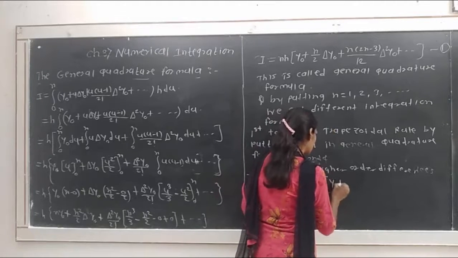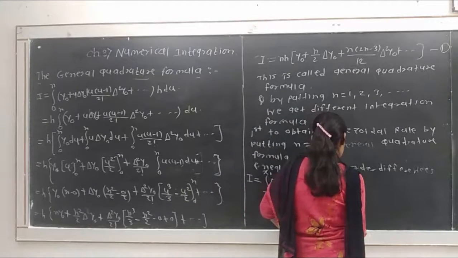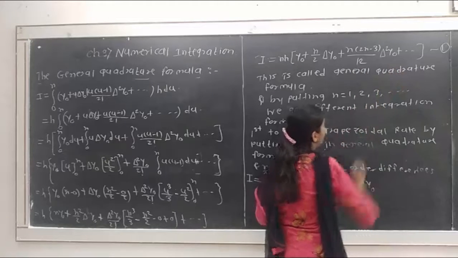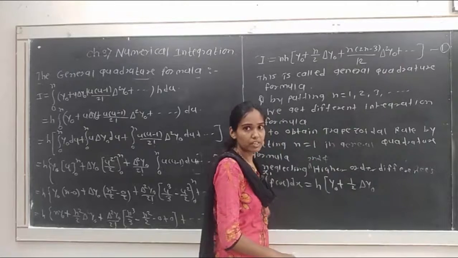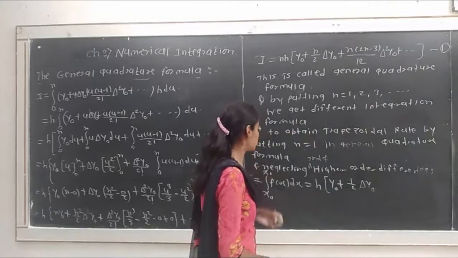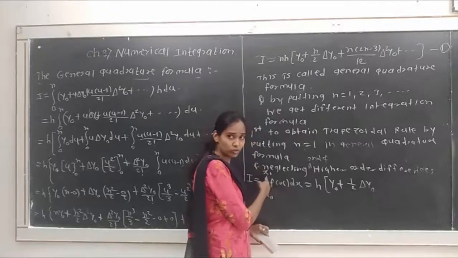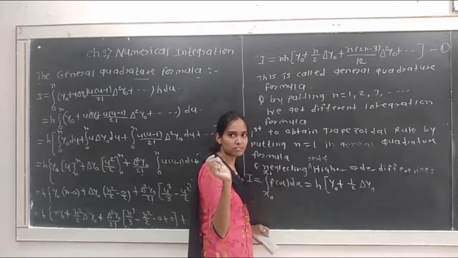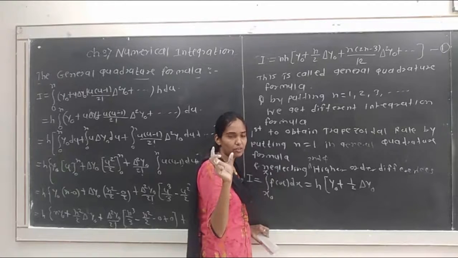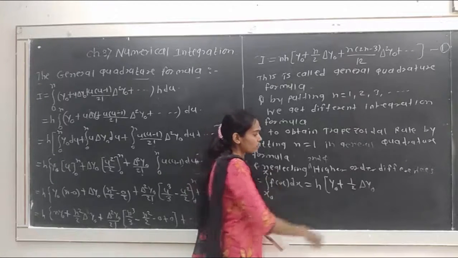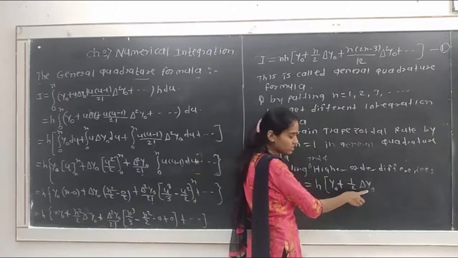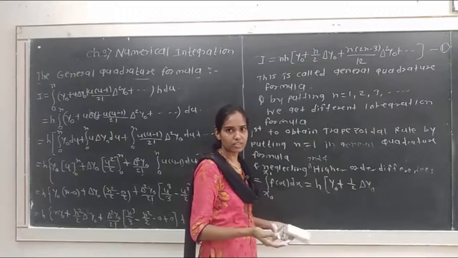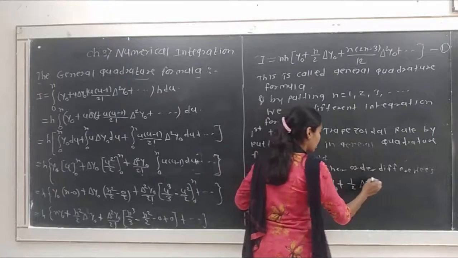as it is, plus 1 by 2 into delta y0. We consider all other higher order differences to be 0, because here we consider only this strip x0 to x1, that is, only two pairs of values, x0 y0 and x1 y1. So for two pairs of values, we get only the first order forward difference, and all higher order differences become 0.